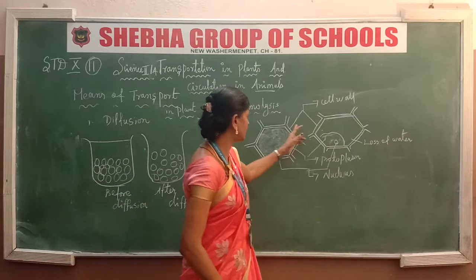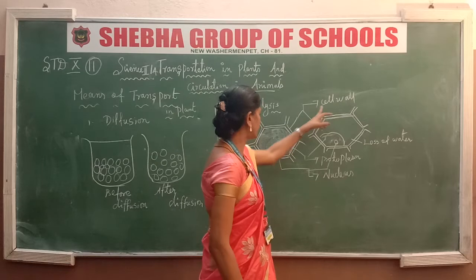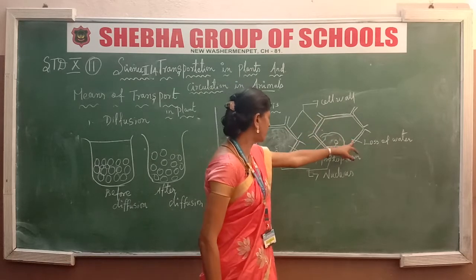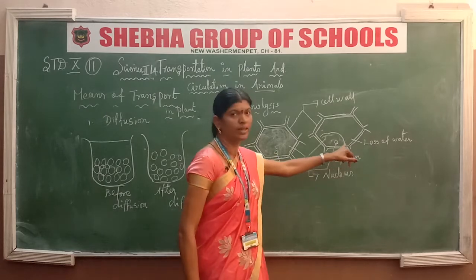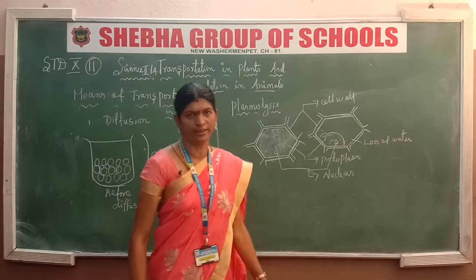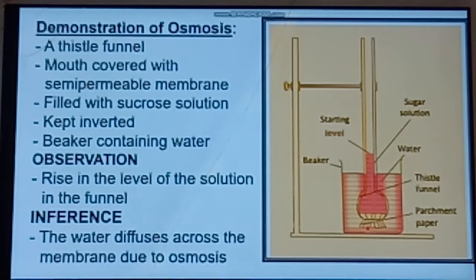Plasmolysis: only the outer covering, the cell wall, remains. There is a loss of water and shrinking of the protoplasm. The nucleus will appear below. Is it clear? First of all, the demonstration of osmosis. Next, the processes, or means of transport in plants: first one is diffusion, second one is osmosis, third one is plasmolysis.